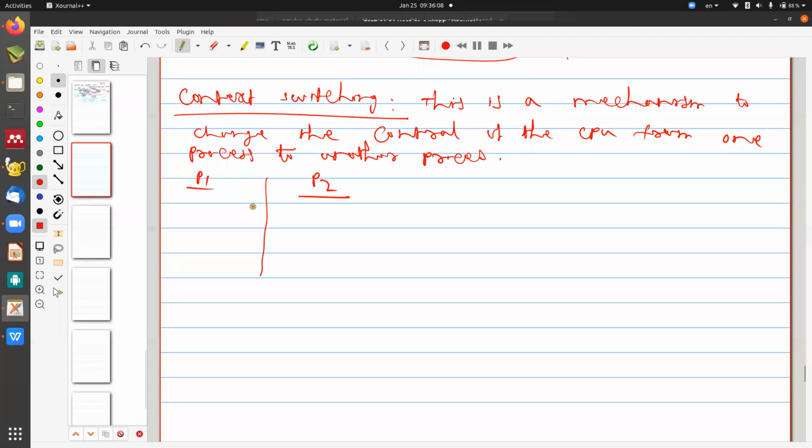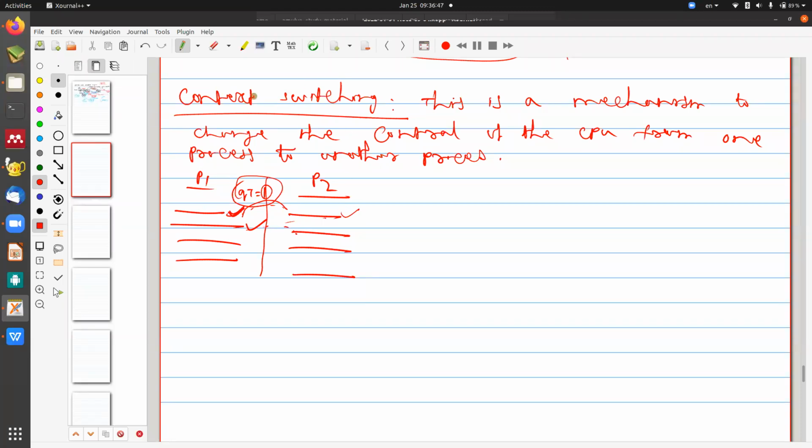If your quantum time is 1 unit, Qt becomes 1 unit. And if during this 1 unit only one line is executed, after execution of this line the CPU will be switched to this one. Once it is over, it comes here. Once this is over, it comes here again. So like this, the CPU will be changed from one process to another process based on this Qt or quantum time. When he is moving his control from here to here, that is called context switching.